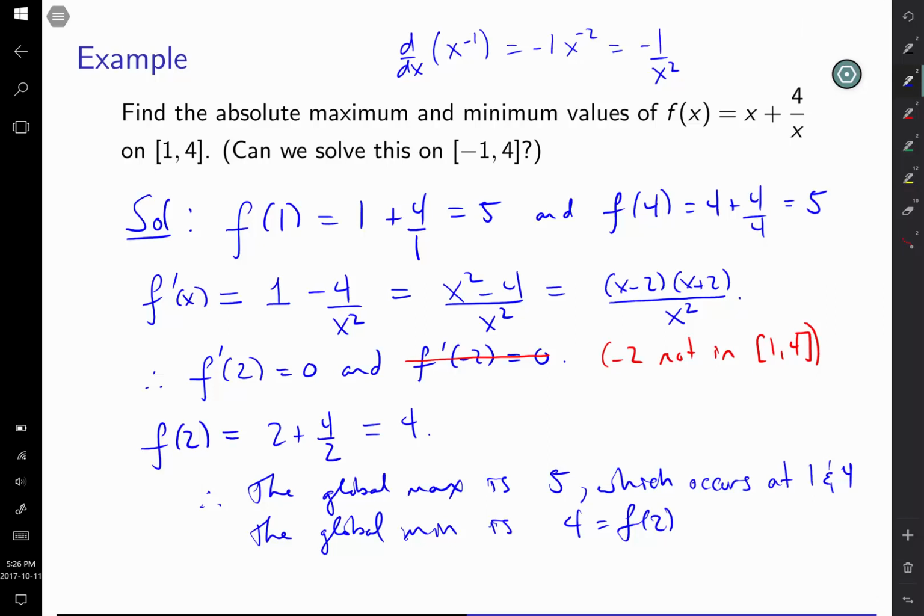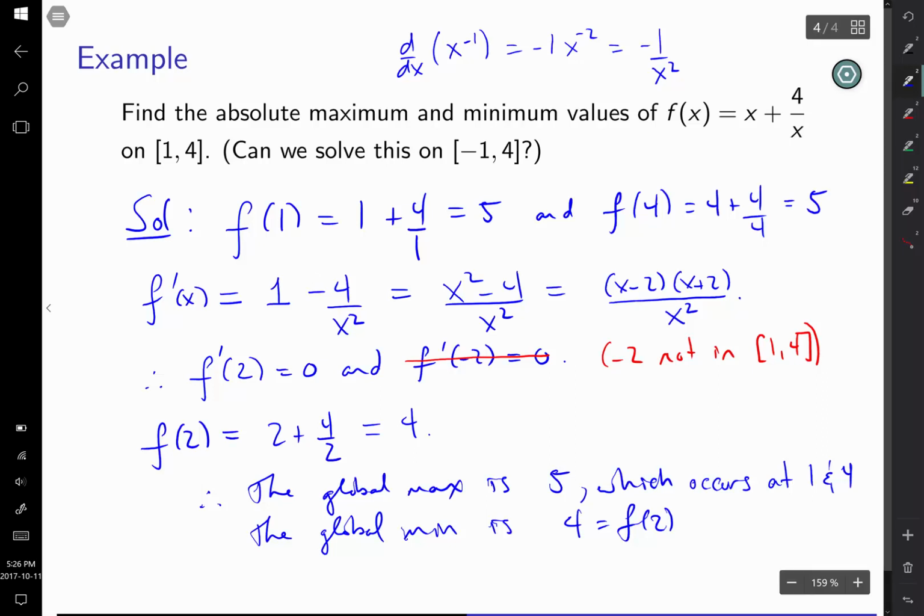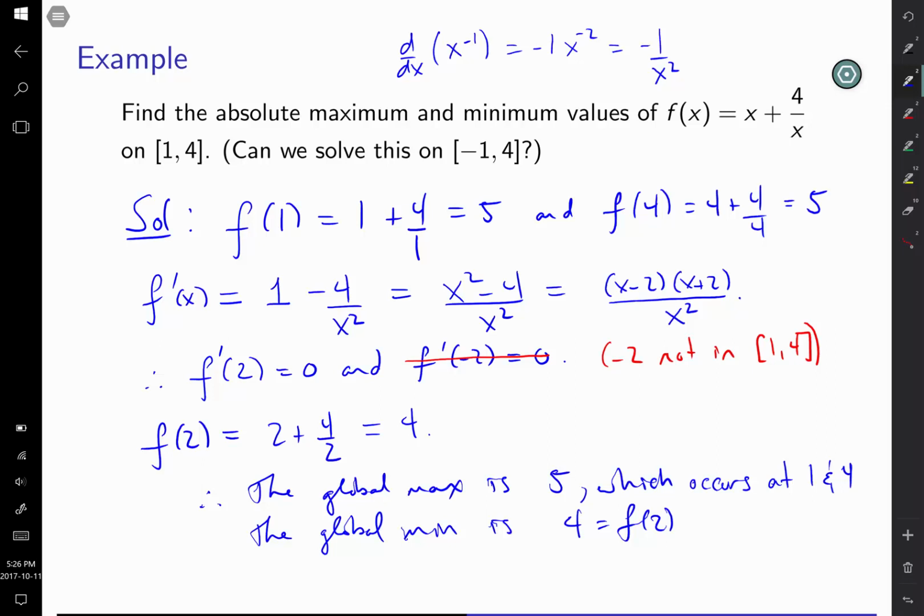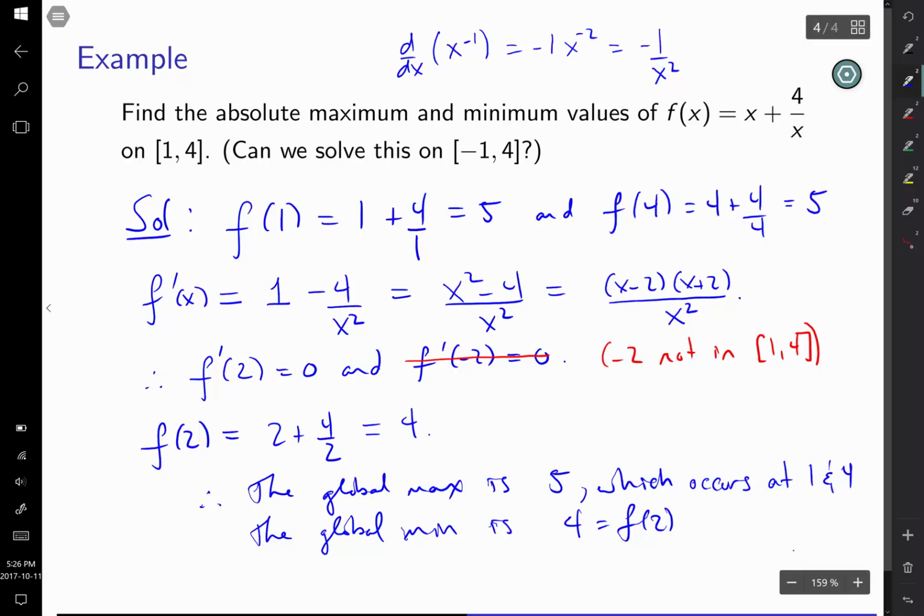Now, back to this question: can we solve this problem if we were considering the interval from minus 1 to 4? It's a closed interval, right? Well, no, of course we can't, because in that interval we have 0, and f of 0 is not defined. We've got a vertical asymptote at 0. So that function is shooting off to plus infinity on the right of that asymptote, minus infinity on the left. So certainly there's no hope of an absolute max or min value if this thing is going off to plus or minus infinity. Okay, we'll look at some more examples in class tomorrow.